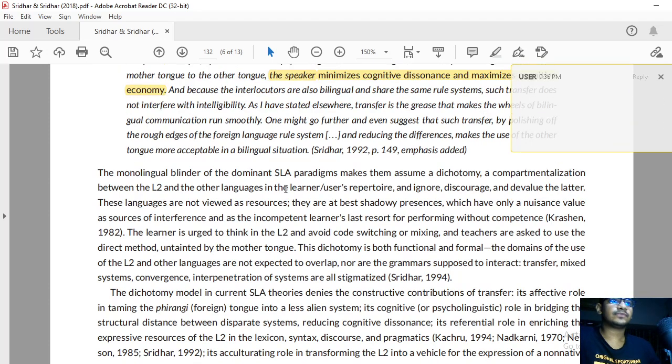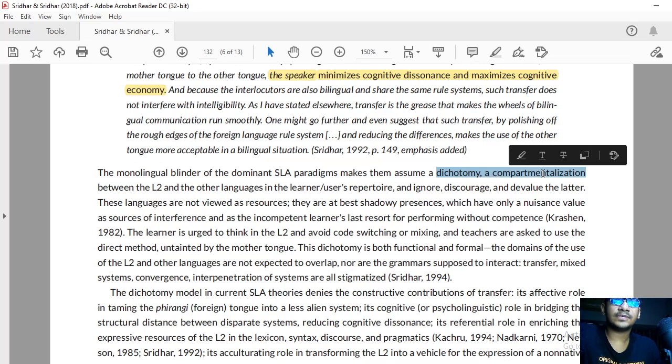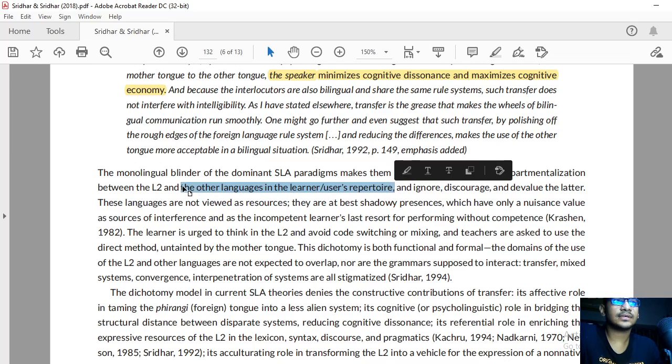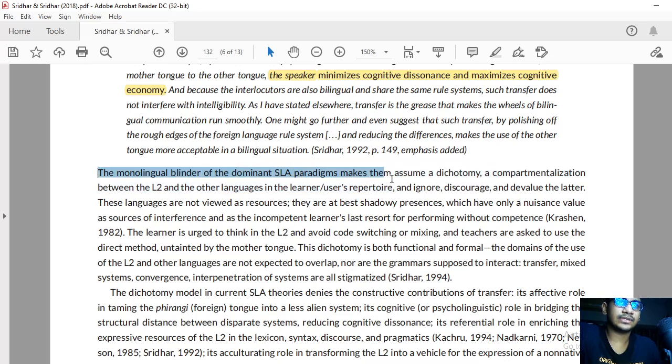The monolingual blinder of the dominant SLA paradigms makes them assume a dichotomy, like either one or the other, right? We discussed this. A compartmentalization between the L2 and the other languages in the learner or user's repertoire, and they ignore, discourage, and devalue the latter. Latter means the other languages in the learner's or user's repertoire. So it was the monolingual blindness or the monolingual hegemony.